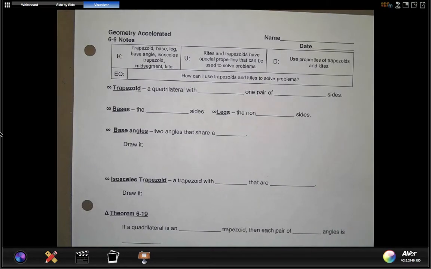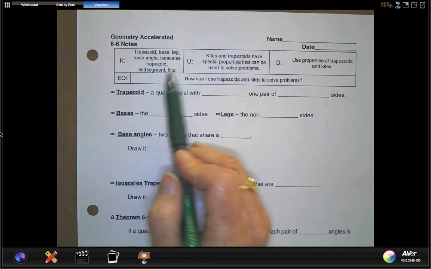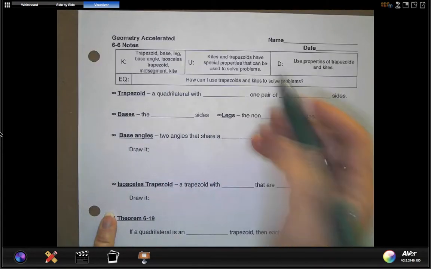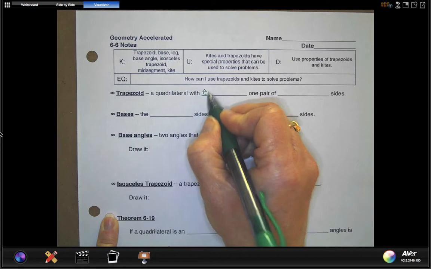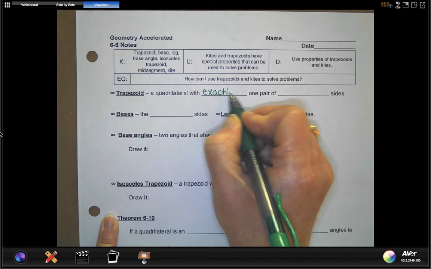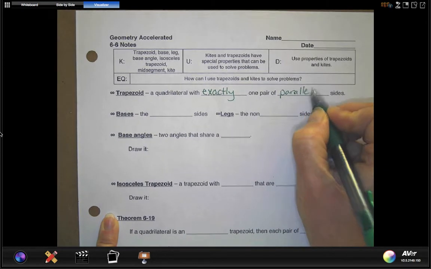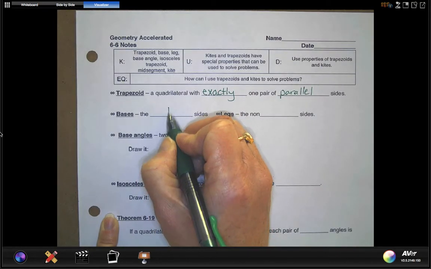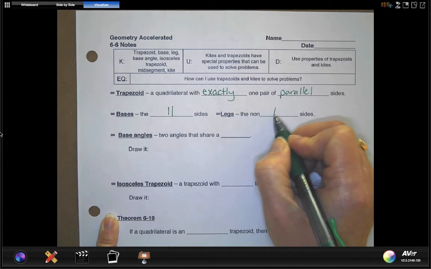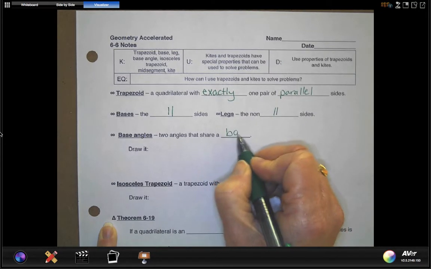6.6. So 6.6 is just moving on to talk about some other quadrilaterals, a trapezoid and a kite. Those are other quadrilaterals that just have a little bit of different properties. So a trapezoid is a quadrilateral with exactly one pair of parallel sides. The bases are the parallel sides. The legs are the non-parallel sides. The base angles are the two angles that share a base.